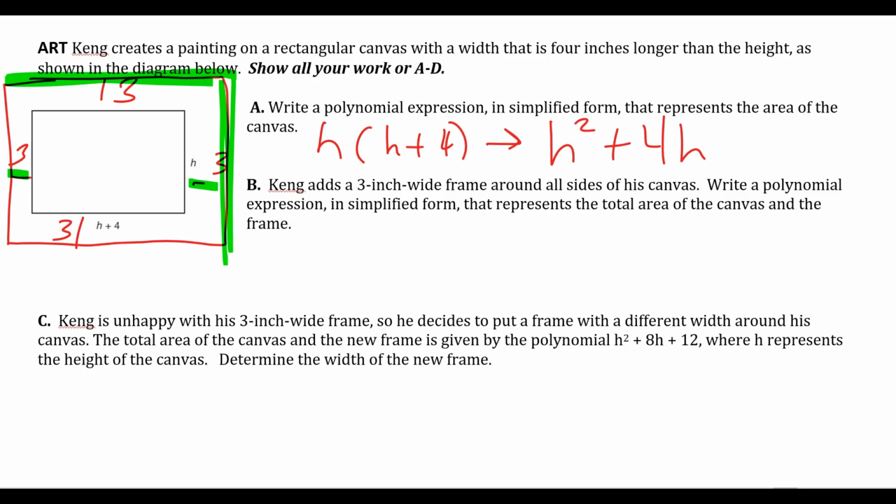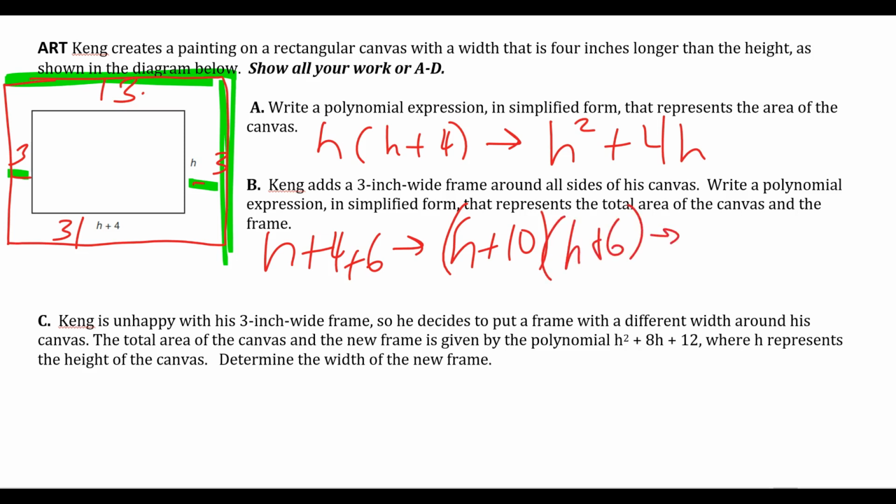So this entire side is h plus 4 plus these 3 right here. So it's going to be h plus 4 plus the 2 set of 3s, which makes 6. So that's really h plus 10 times this entire side, which is h, and there's 3 and 3 here, which gives me h plus 6. Now, when you fold this out, you end up getting h squared plus 16h plus 60. And that's the correct answer.